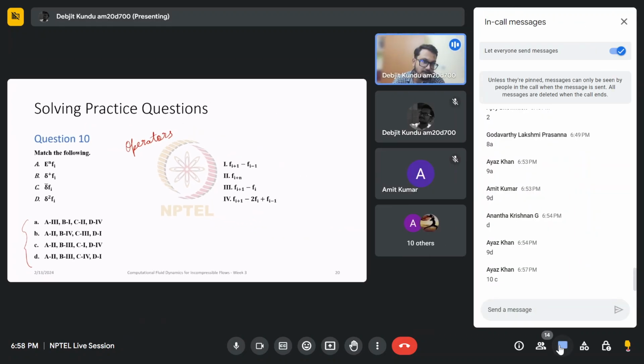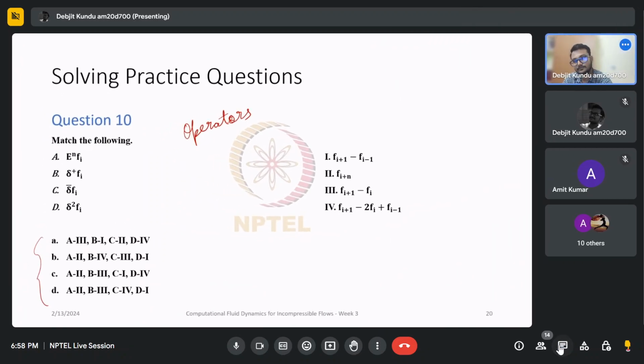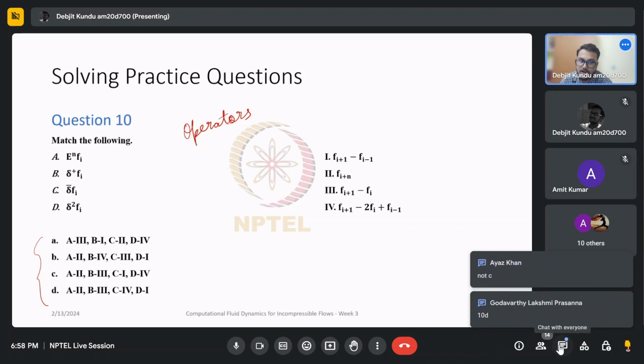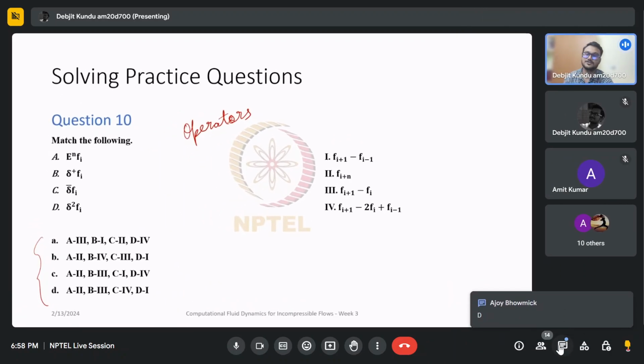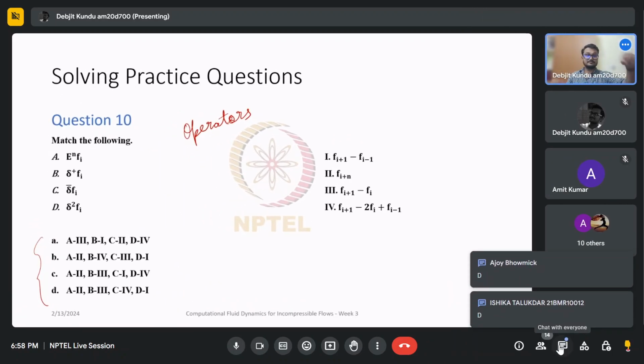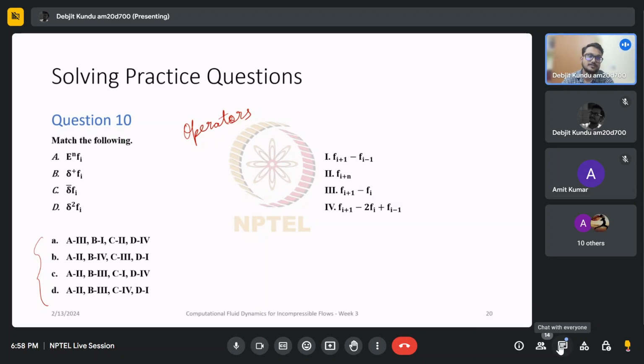Okay, we already have a very quick response in favor of option C. Let's see what others have to say. Okay, the quick responder has withdrawn his response as well. Someone else says it should be option D. Okay, a lot of people are now coming in and showing support in favor of option D. So let's get through this one by one.